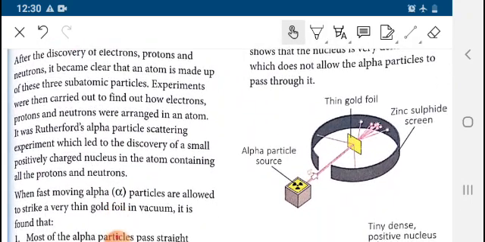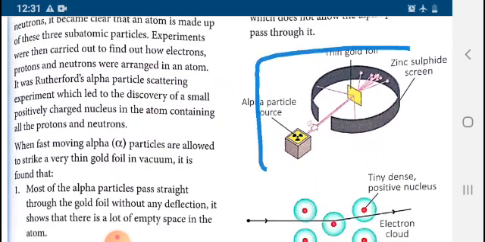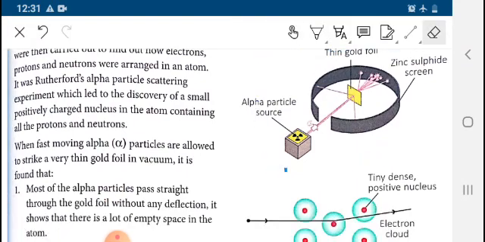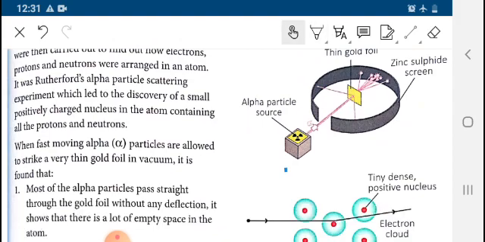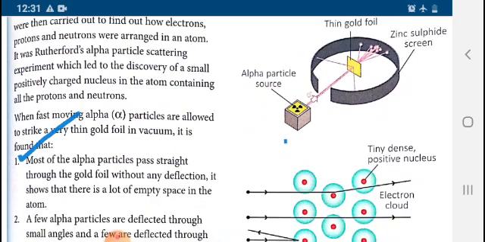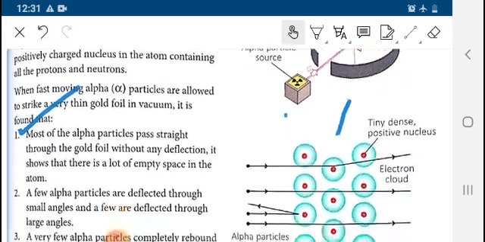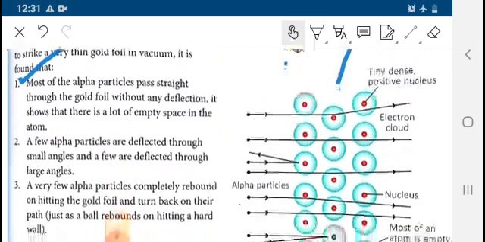So what was in the experiment? He made a setup like this, as you can see here. There is an alpha particle source, which is falling on a thin gold foil. At the back of the gold foil there is a zinc sulfide screen. What he observed was that most of the alpha particles pass straight through the gold foil without any deflection. What does this prove? It proves that there is a lot of empty space present in the atom.